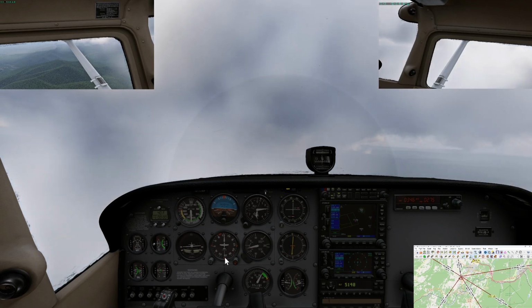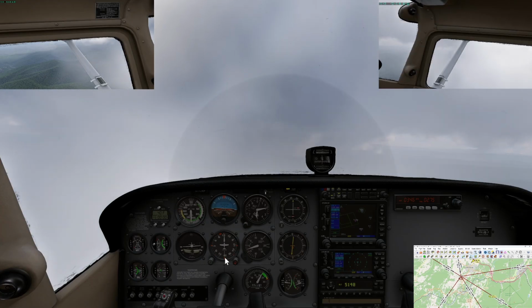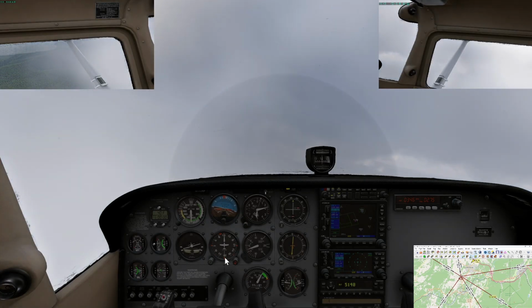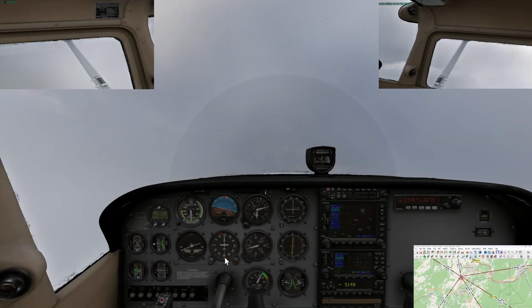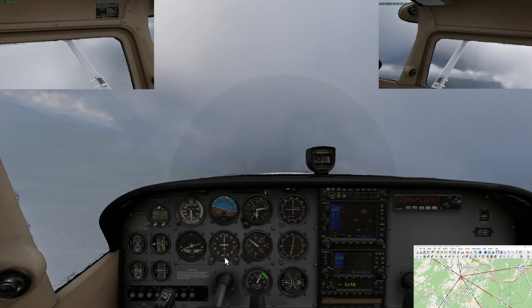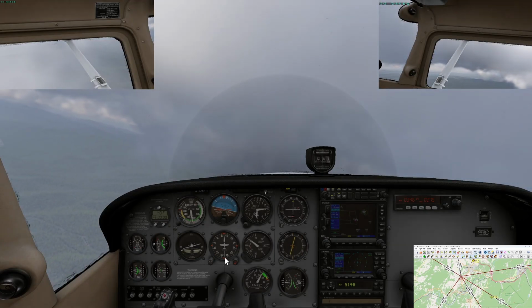72 Papa, left turn now, fly heading 060. Left turn to 060. 72 Papa X-ray, watch your altitude. Fly maintain 5,500. 72 X-ray.